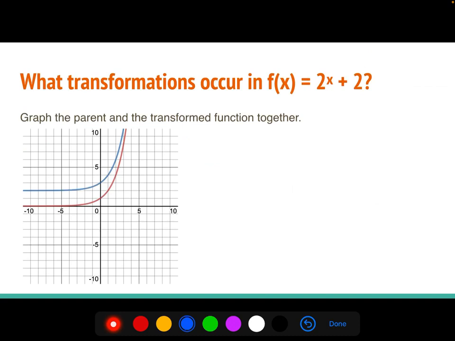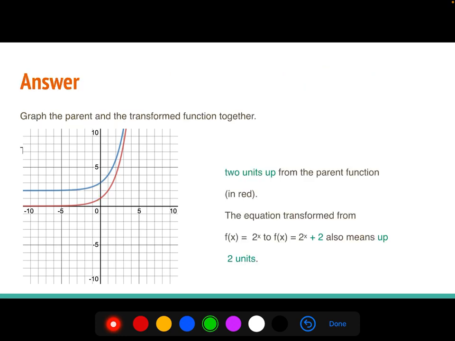So what transformations occurred in f of x is 2 to the x plus 2. Well, now we're going to go over here and we're going to look at it. 2 to the x, that's the parent function, base is 2. What happened to it? Well, over here at the end, we have a plus 2. After that, not in the exponent, but big plus 2 means up 2. That's the transformation. And if you look from your red function here to your blue one, it did go up 2 spaces. You can confirm these in Desmos.